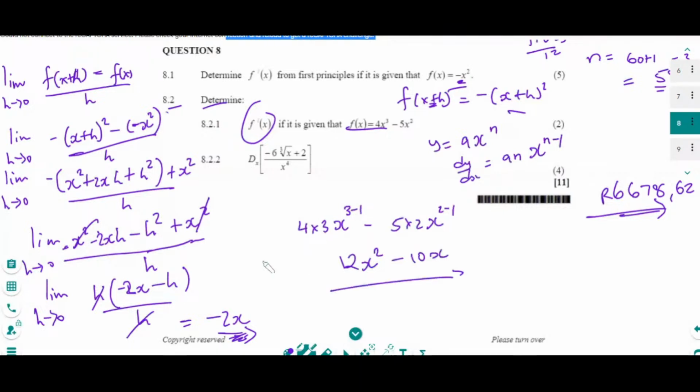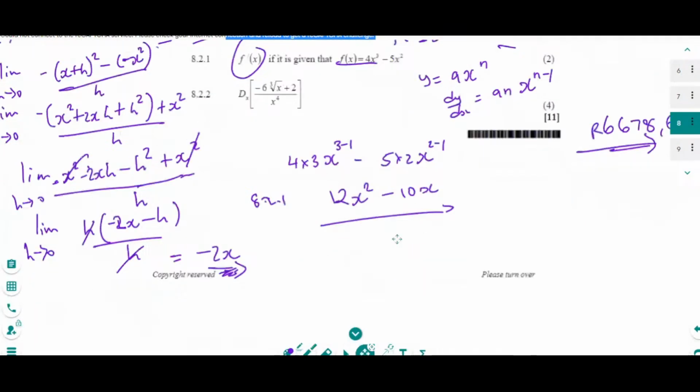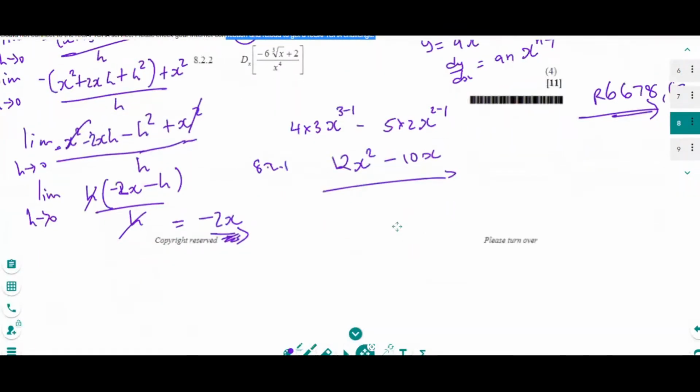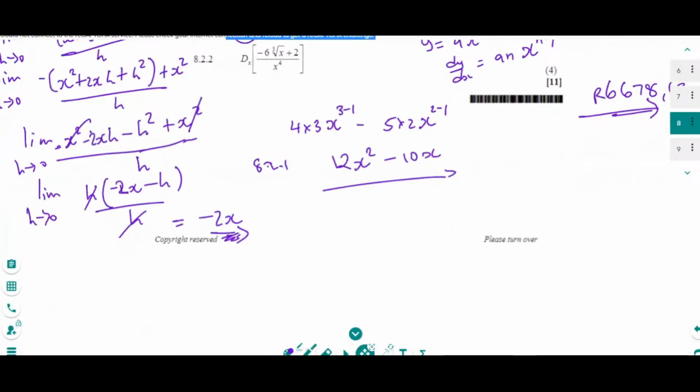So that is 8.2.1. So 12x squared minus 10x. That's our answer. Then 8.2.2, they're asking us about dy/dx. If they talk about dy/dx, it's just the same thing. Determine the first derivative.